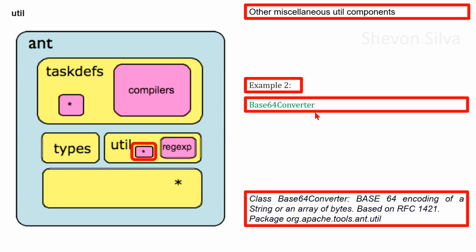As example 2, we can consider class Base64Converter. Base64 encoding of a string or an array of bytes based on RFC 1421. This is in the package org.apache.tools.ant.util.